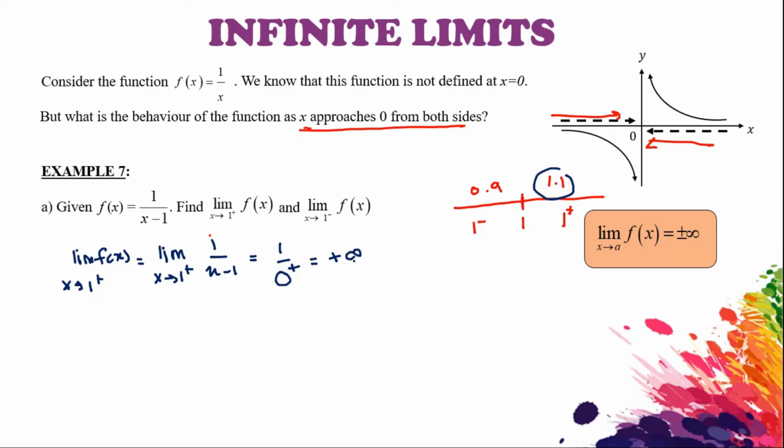For the next one, we have limit f(x) when x approaches 1 from the left. So we have the function limit 1 over x minus 1 when x approaches 1 from the left. We can assume the value 1 from the left as 0.9. So 0.9 minus 1, we get a negative number. So here we will have 1 over 0 from the left, which therefore gives negative infinity.